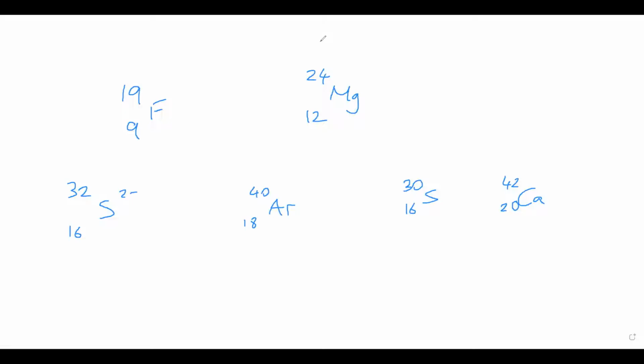So if you want to pause it here, have a go at assigning the number of protons, neutrons, and electrons for all of these, and then I will go through the answers in just a moment. All right, so now that you've given it a go, we'll go through and assign the number of protons, neutrons, and electrons for all of our different species here.